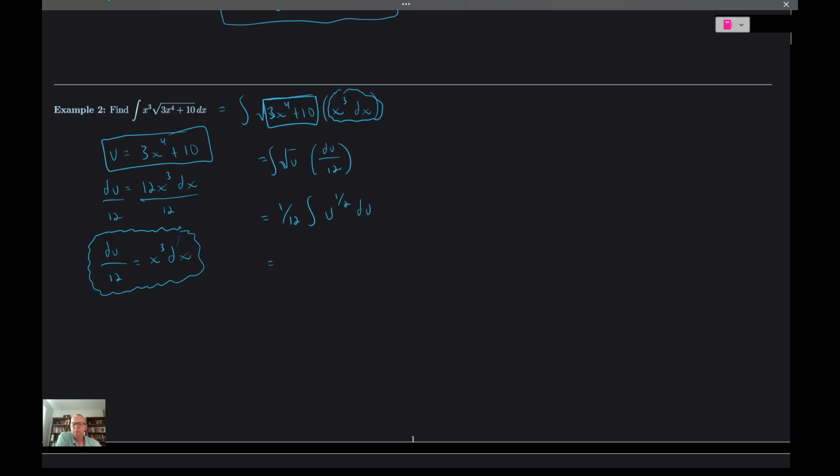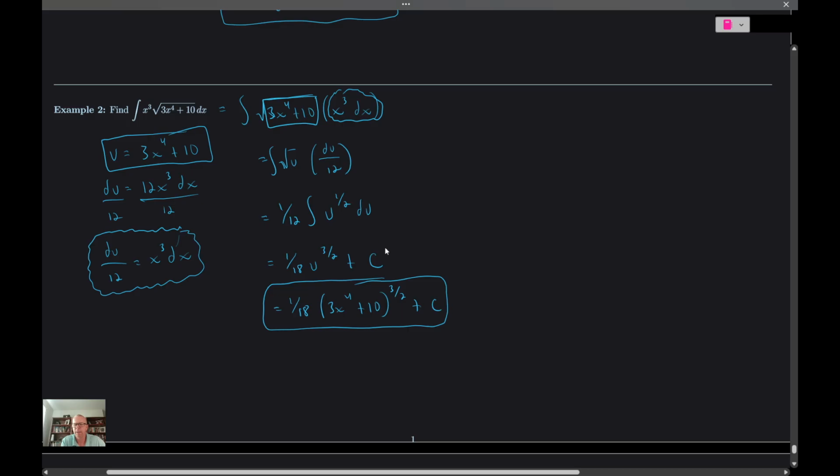And now again, it's just a very simple integration problem that we were doing in the last section. So add 1 to the exponent, that'll give us 3/2, and then divide 1/12 by 3/2, and so that would be 1/18, I think. U to the 3/2, 3 over 36, yep, that works, plus c. And then let's substitute back. U is 3x to the fourth plus 10. So 1/18, 3x to the fourth plus 10 to the 3/2 plus c. And again, you take the derivative of this, and you should get back to this, and you will.